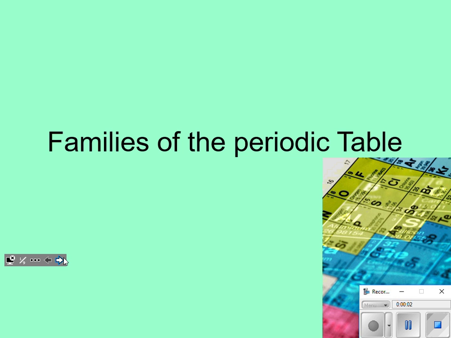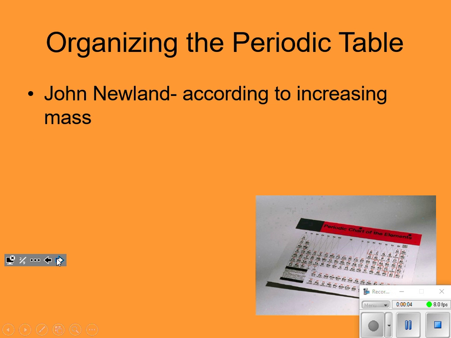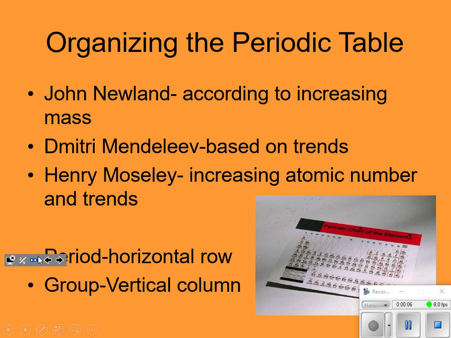Now, again, you were given a guided note sheet, so you may not need to write anything else down. But if you have anything that you want to write down as we go along, that's fine. Quite frankly, the first three names that I put up on the board, John Newland, Dmitry Mendeleev, and Henry Moseley, these are not names that we would ask that you memorize in any way, shape, or form.